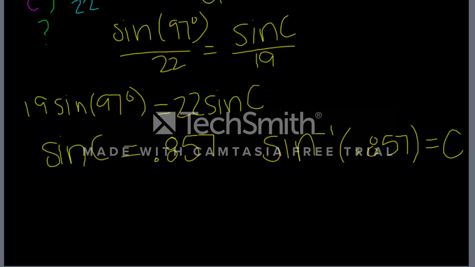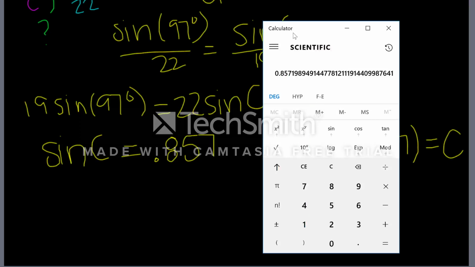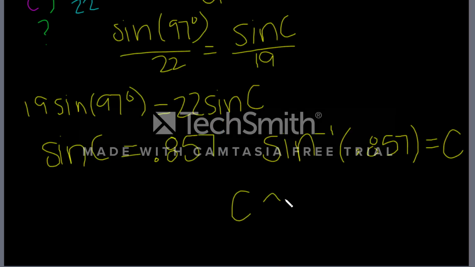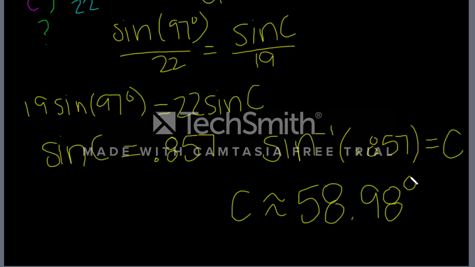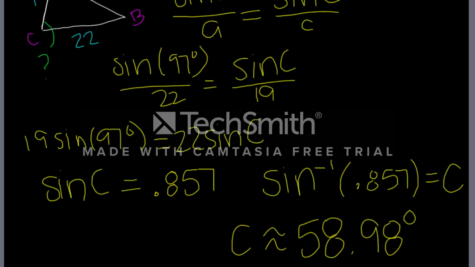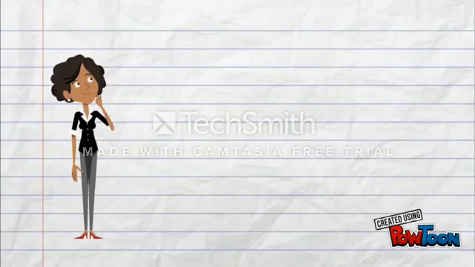So again, we're going to use this calculator. I'm going to plug it in the way it is here. There's 0.857, the inverse sine of that, and you get 58.98. So we know that angle C is approximately 58.98 degrees. Once again, hopefully that makes sense. I'm going to send it back because we have one more problem left in this video for you guys.